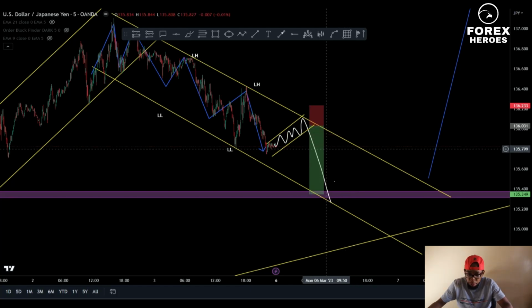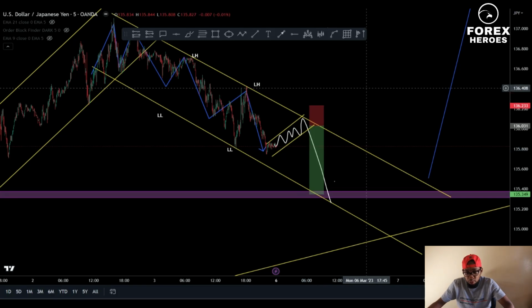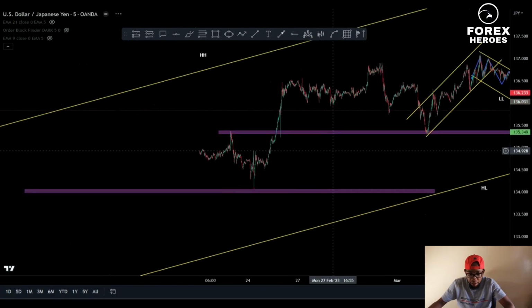Learn to take partial profits, because 5 minutes will assist you in building your account. Your small account will definitely grow on 5 minutes, and you need to be aware of what is currently happening in the market structure.